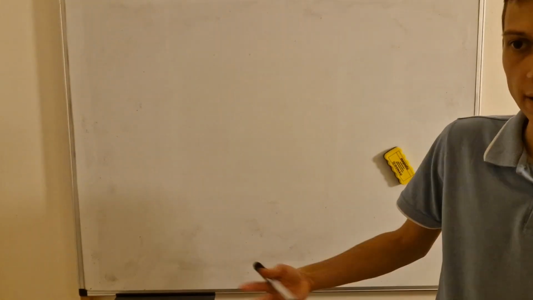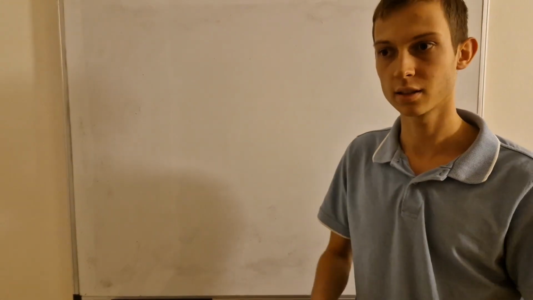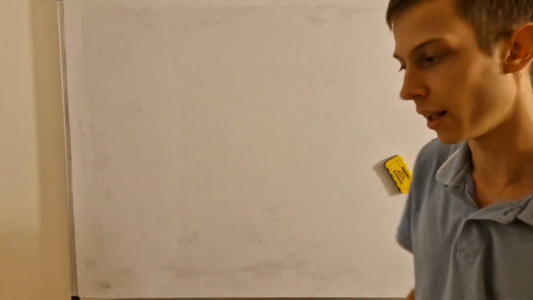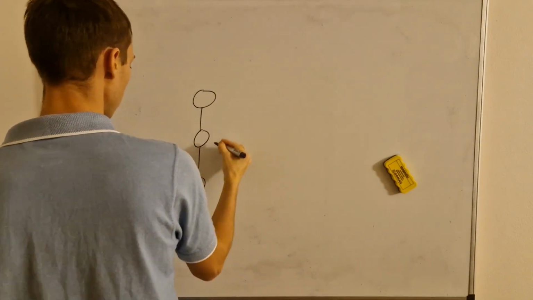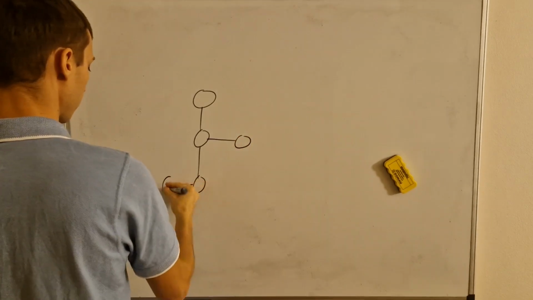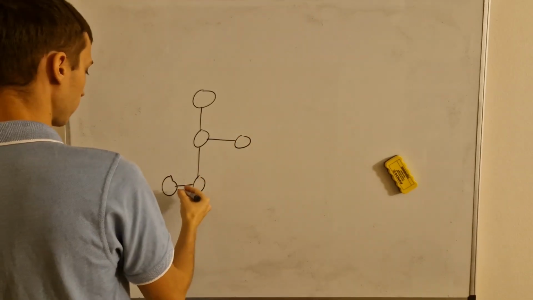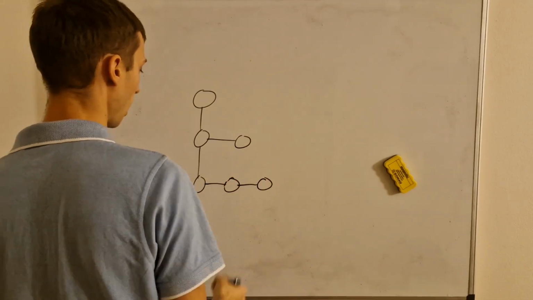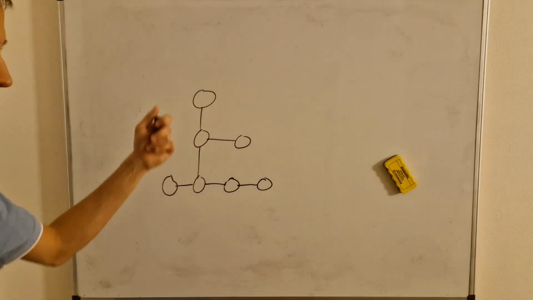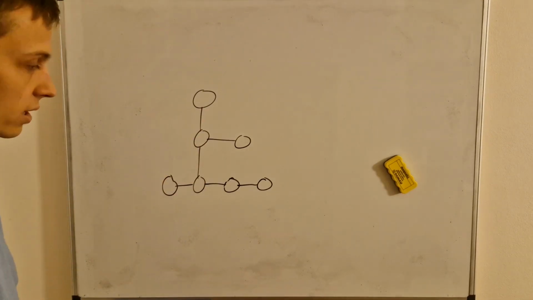So with graphs, there are many families, many types, and one of the types is the so-called tree, and it looks like a tree. So an example of that could be something like this. Yeah, however we draw it. So this is an example of a tree, and why is it an example of a tree?